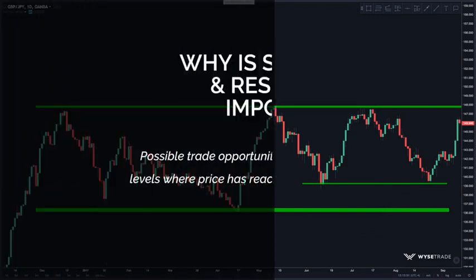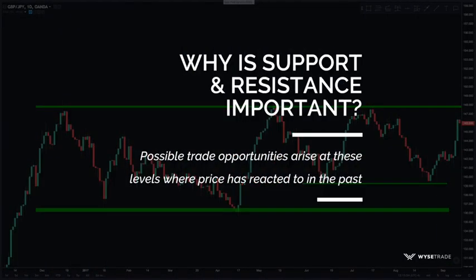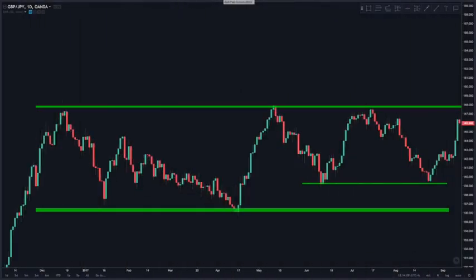So you're probably wondering, why is support and resistance important? It's actually really simple. If price has reacted to these areas in the past, it could potentially react to them again in the future, meaning that trade opportunities arise at these areas moving forward, as a multitude of traders have their eyes on these areas.